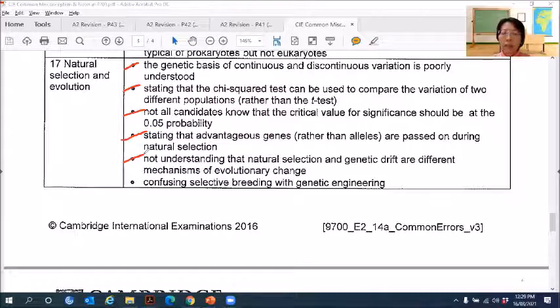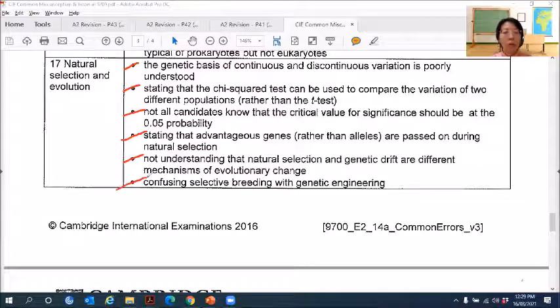Not understanding that natural selection and genetic drift are different mechanisms of evolutionary change. So in this topic, we learn about what processes can cause a change in the gene pool of a population, right? Of course, we learn natural selection can cause a change in gene pool. Artificial selection can also cause a change in gene pool. And of course, we also learn genetic drift can also lead to a change in gene pool. So these three mechanisms, you need to know them very well and that they are different. Okay, so later on when we discuss the question, we will talk about genetic drift.